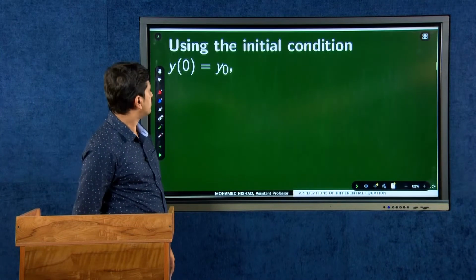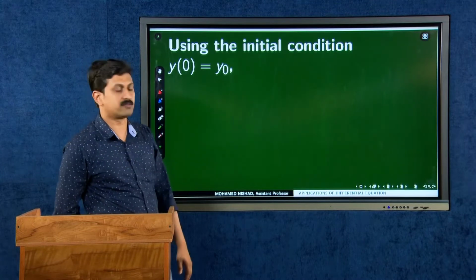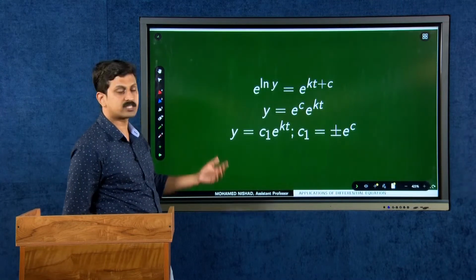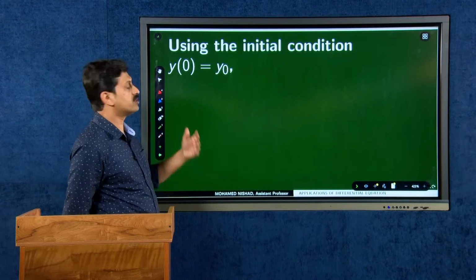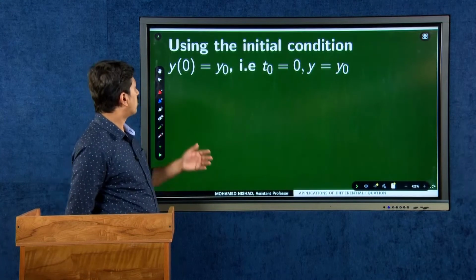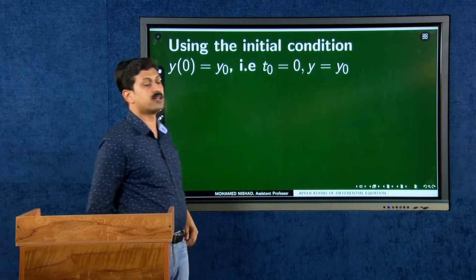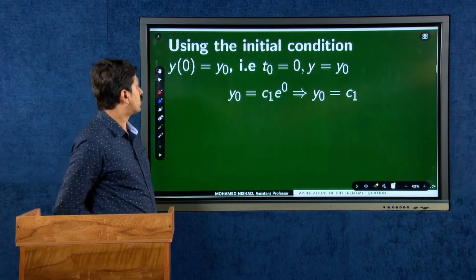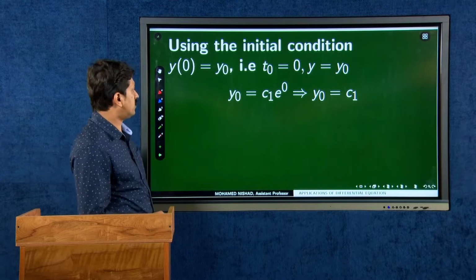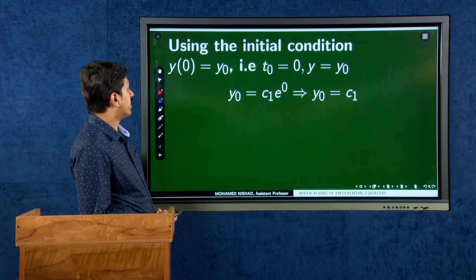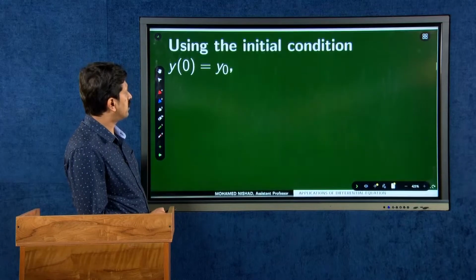Okay, fine. Now, using the initial condition, we can apply the initial condition in this question. So, y of 0 is equal to y naught, that means t naught is equal to 0 and then y is equal to y naught.